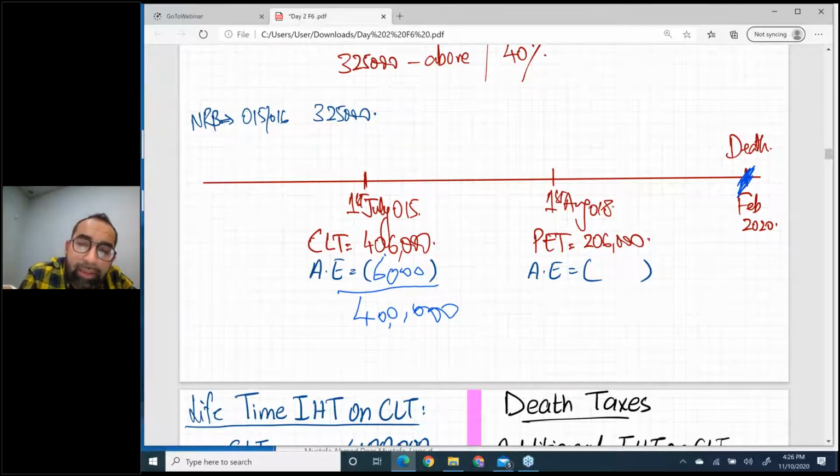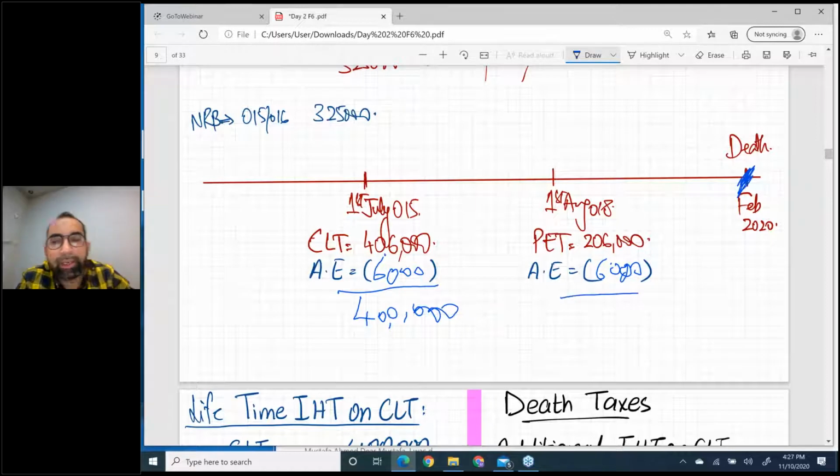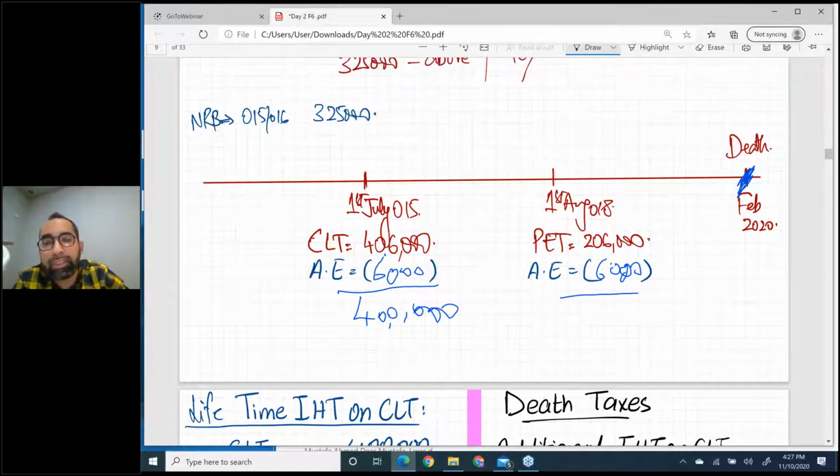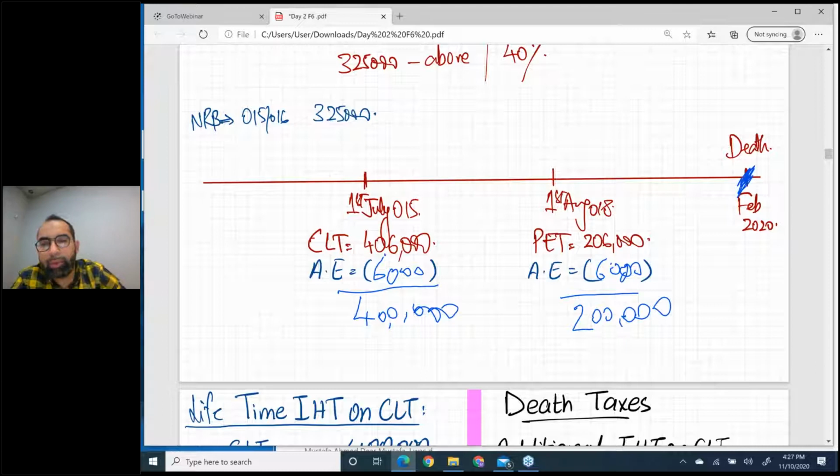So definitely you will have 6,000 annual exemption, and when you deduct 6,000 from 206,000, you will have 200,000, right? Okay. So finally, we just deducted annual exemption. There are only two gifts, and I've just subtracted annual exemption.